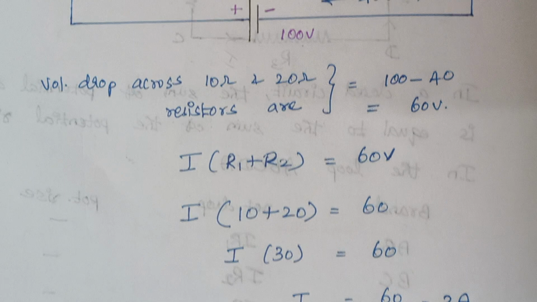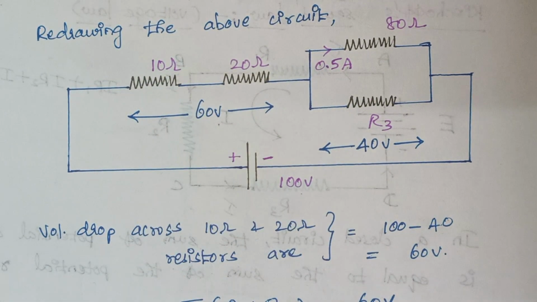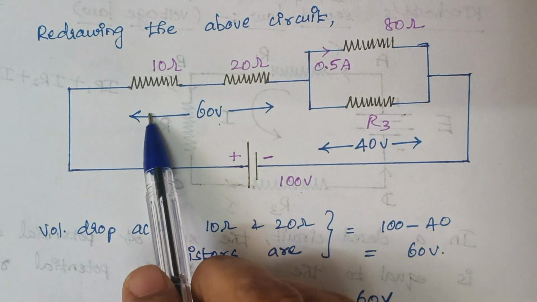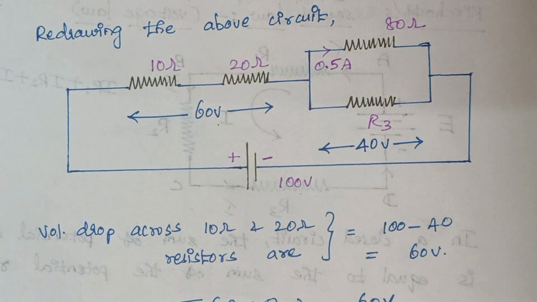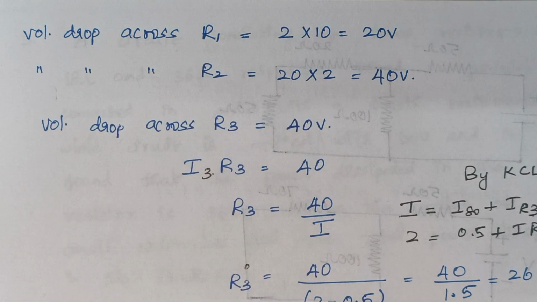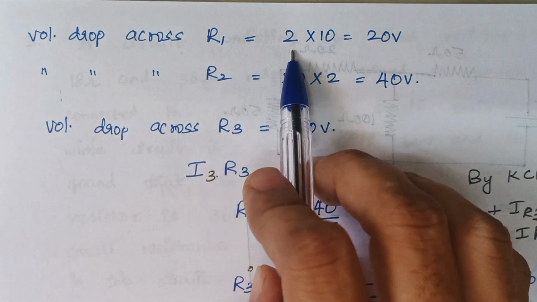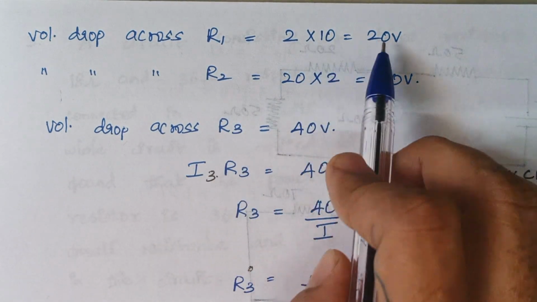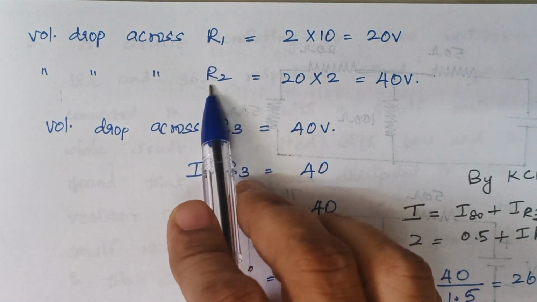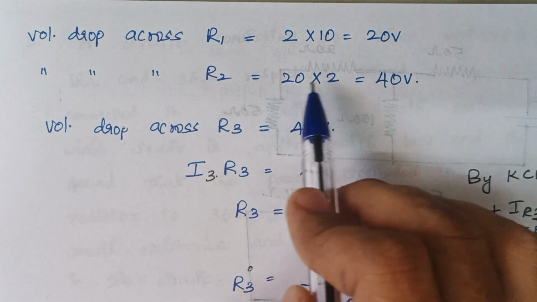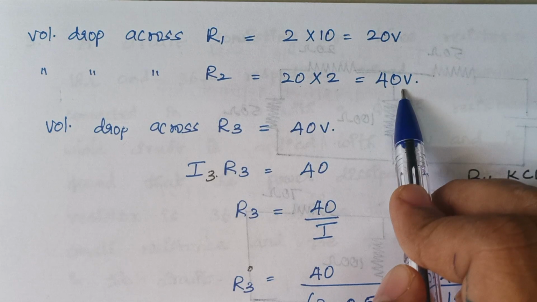Now we know the value of current. Right. We know the value of resistors. Now we can calculate the voltage across the 10 ohm resistor and the voltage across this 20 ohm resistor. Right. So here the voltage across R1 is given by I into R. Here I is 2 and R is 10, so 20 volt. And similarly the voltage drop across R2. The value of resistance R2 is 20 ohms. Here the current flowing through this is 2. Therefore the voltage is 40 volt.